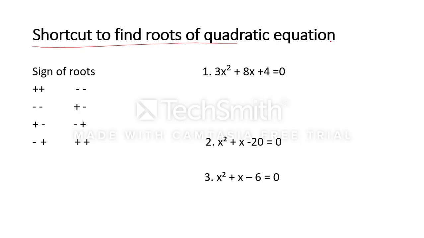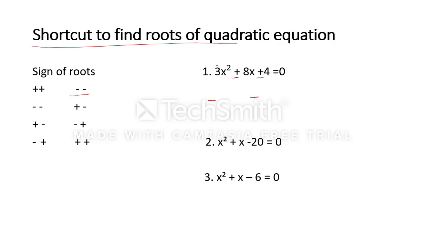Suppose the equation is 3x square plus 8x plus 4 equal to 0. You can see that over here it is plus and plus. If the signs of the equation are plus and plus, the roots will be minus minus. So it means the roots of the equation will be minus minus.